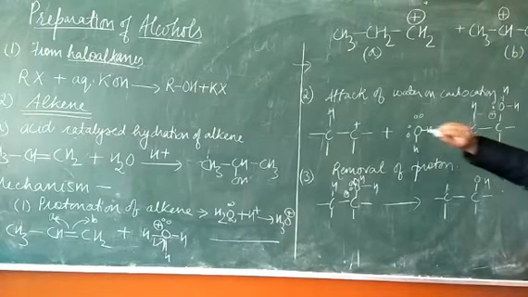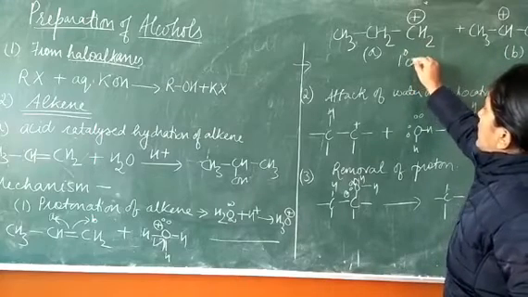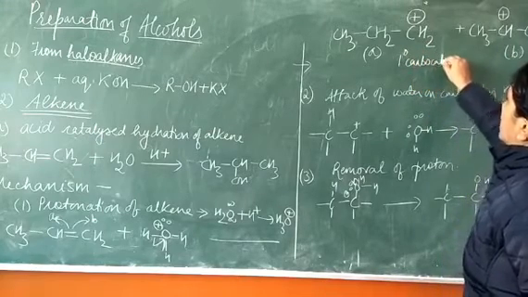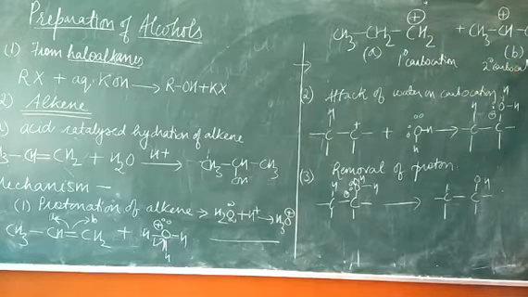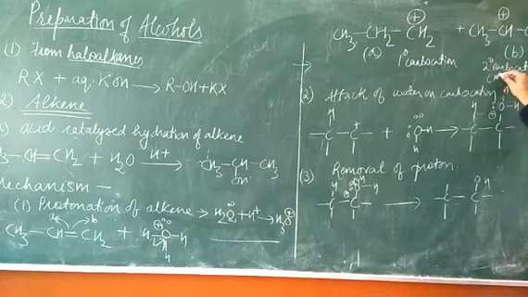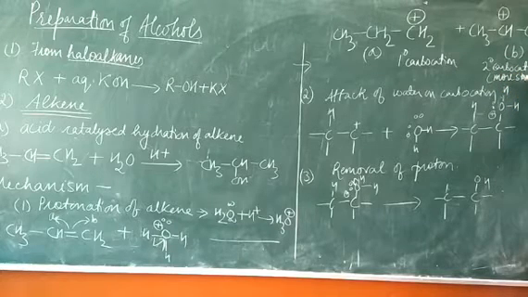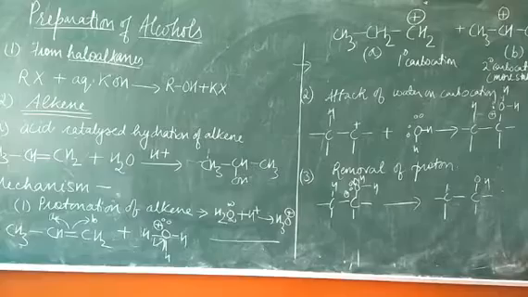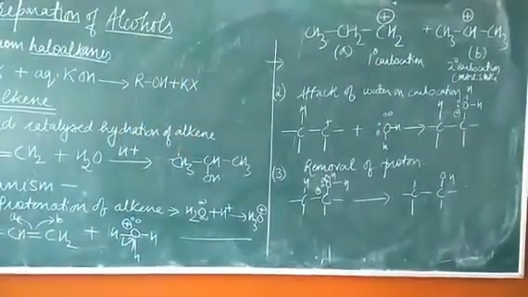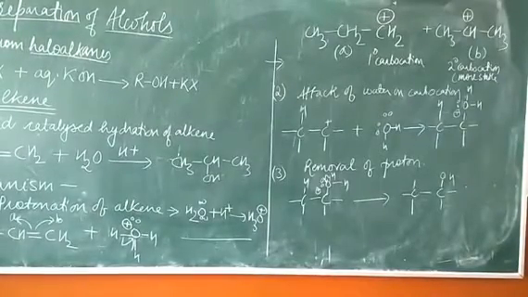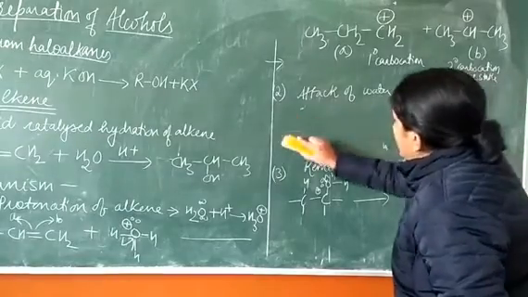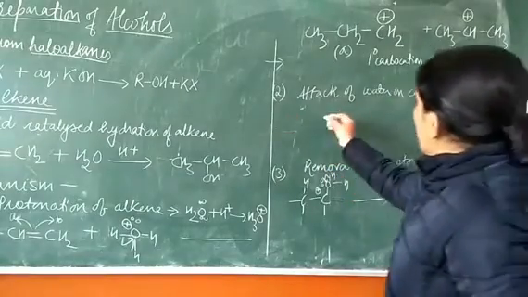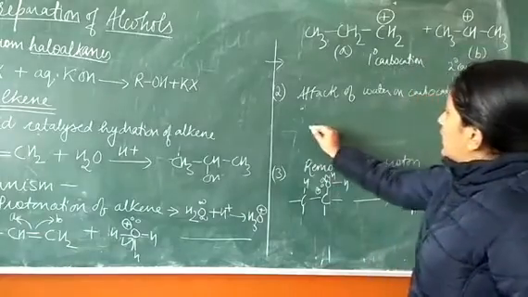Now here, student, you can see that this is the primary carbocation which has been formed, right? And this is the secondary carbocation which is formed. Now you can easily predict which one is going to be more stable. So the second one, that is the secondary carbocation, will be more stable. Now we will just select that one only. That means the attack of water on the secondary carbocation now.